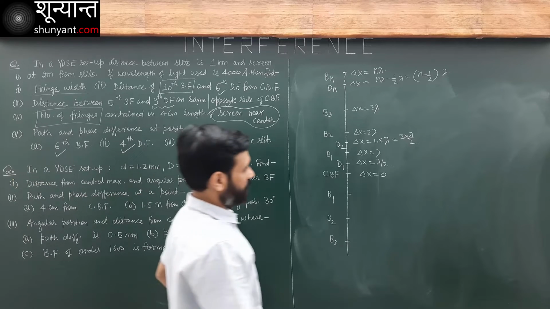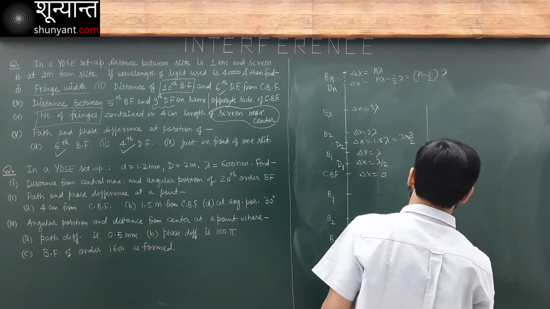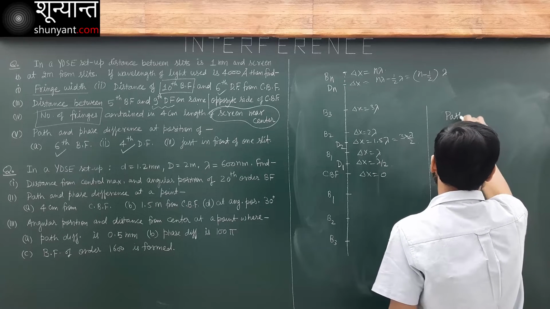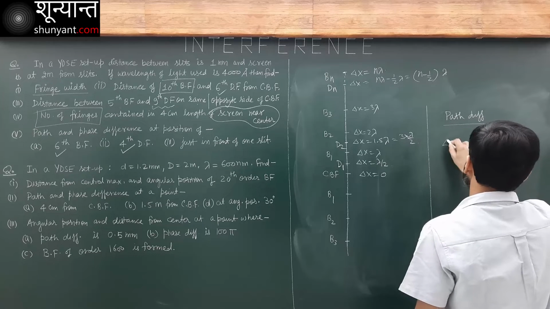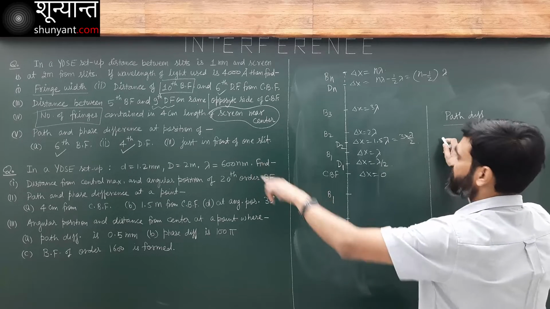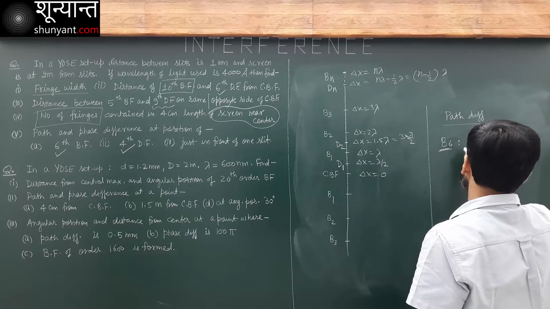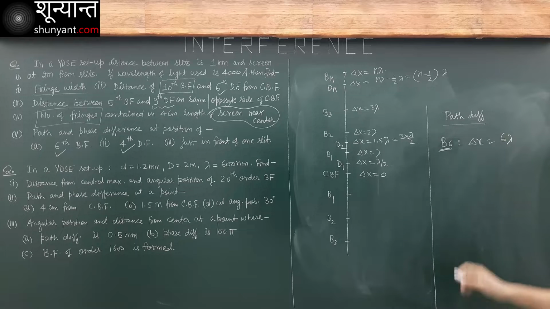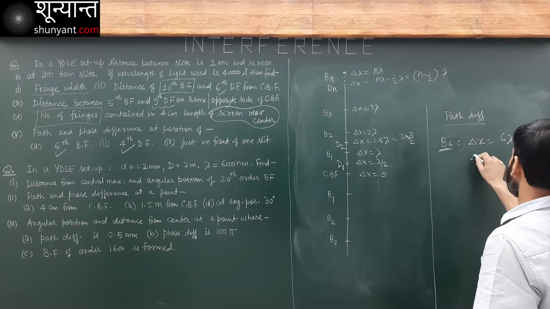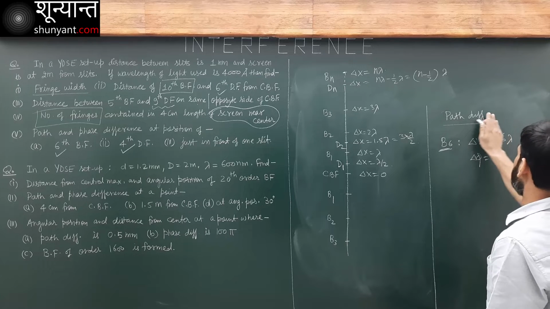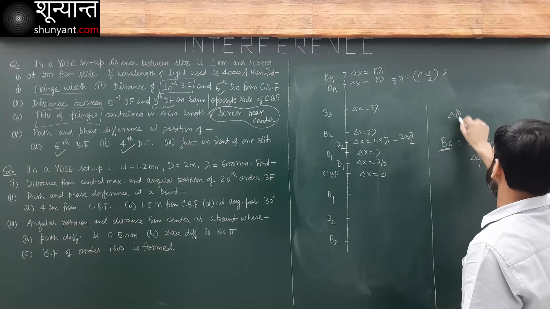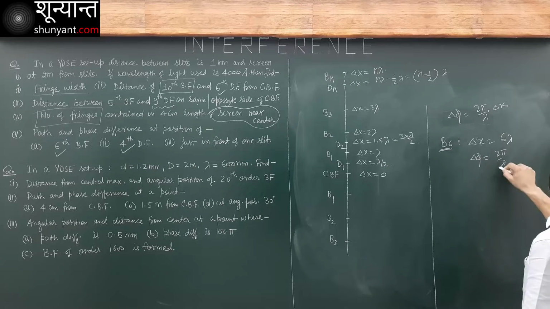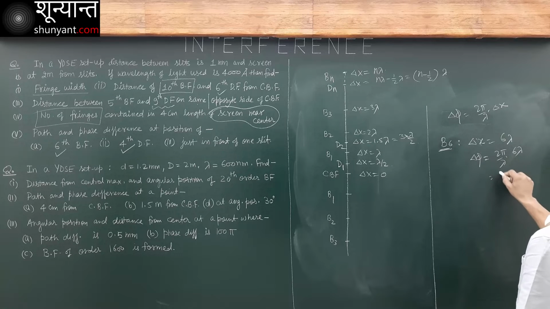What about phase difference? Let's see path difference for the 6th bright fringe B6. Delta x will be equal to 6 lambda. It's as simple as that. What will be the phase difference? Phase difference delta phi is equal to 2 pi over lambda times delta x. So 2 pi over lambda times 6 lambda. It will be 12 pi.